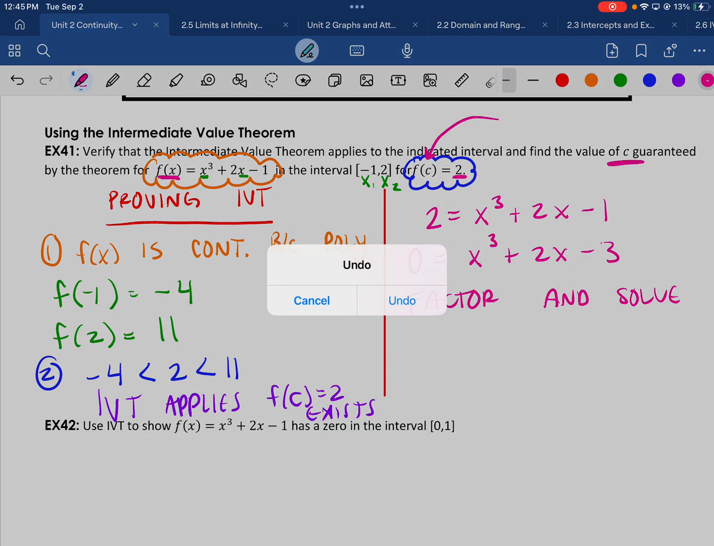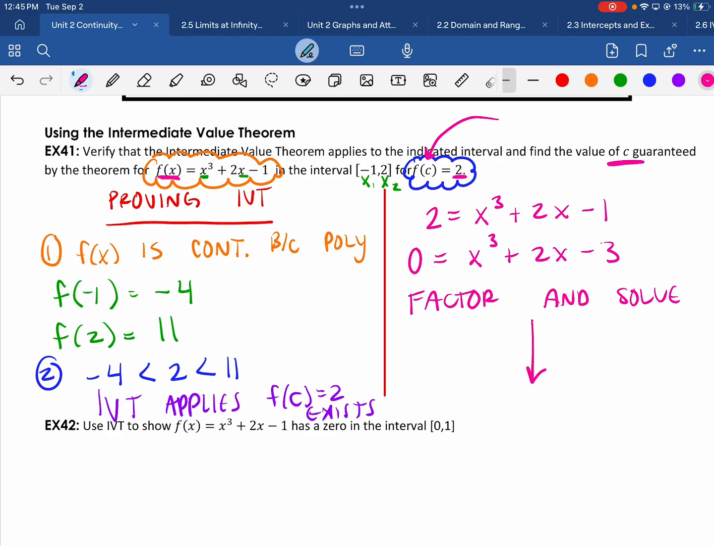Now, this one is a cubic. It's got x cubed plus 2x minus 3, so it's not your normal factoring trinomial method. We're not going to do it because it's kind of a pain to do, but you would factor and solve. You'd have to use the rational root theorem on this one. That's why we're just going to move on. Algebra 2, I don't even care.